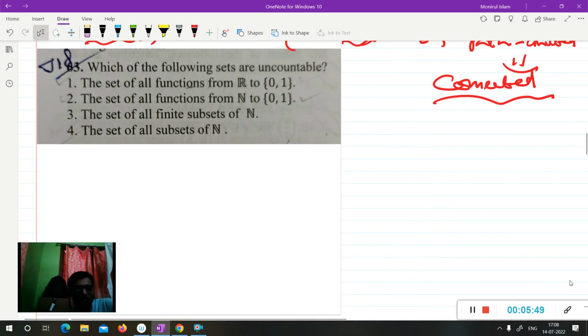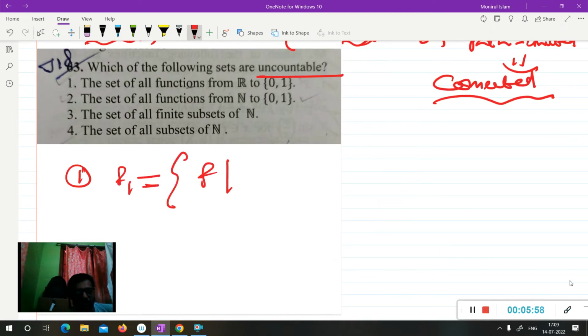This question asks which of the following sets are uncountable. I am writing one by one. Let S equal the set of all mappings from R to the set {0, 1}. Call R set A and {0, 1} set B.